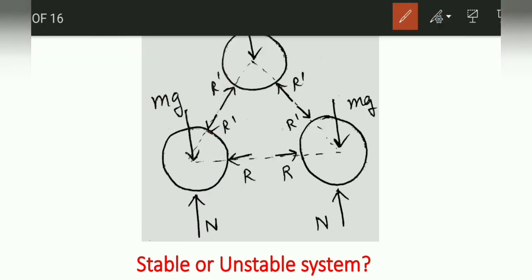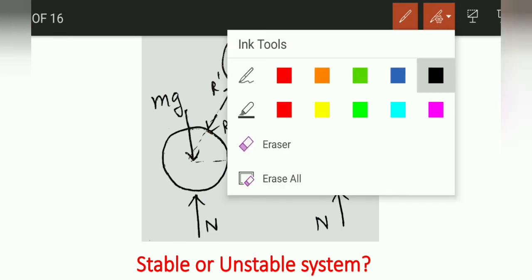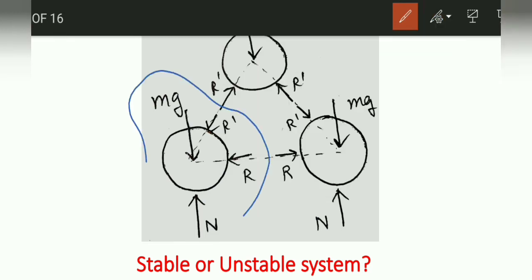Now let's look at either 2 or 3. Since they are symmetrical, looking at only one will do. Let's look at this one. See, mg will be equal to N, and it is not moving anywhere up or down the ground. So I can say mg is equal to N.